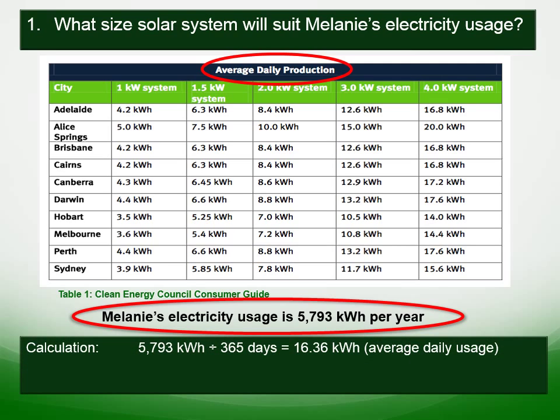So the calculation is Melanie's annual electricity usage of 5,793 kilowatt hours divided by 365 days equals 16.36 kilowatt hours as her average daily usage. Based on her average daily consumption, we can now see that a 4 kilowatt system would be best suited for Melanie's current electricity usage.